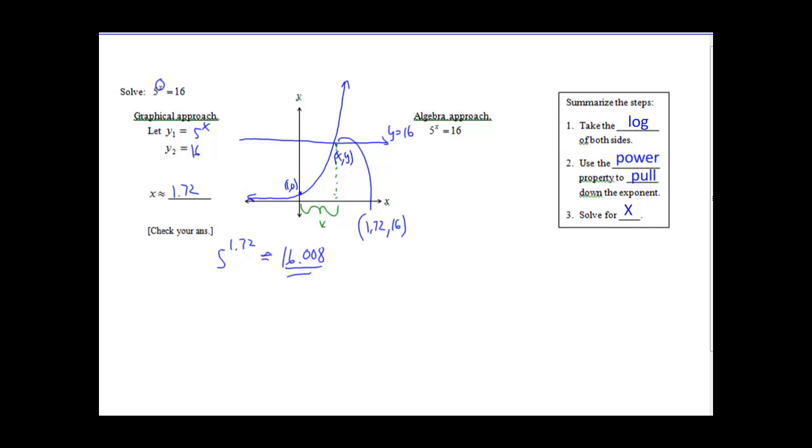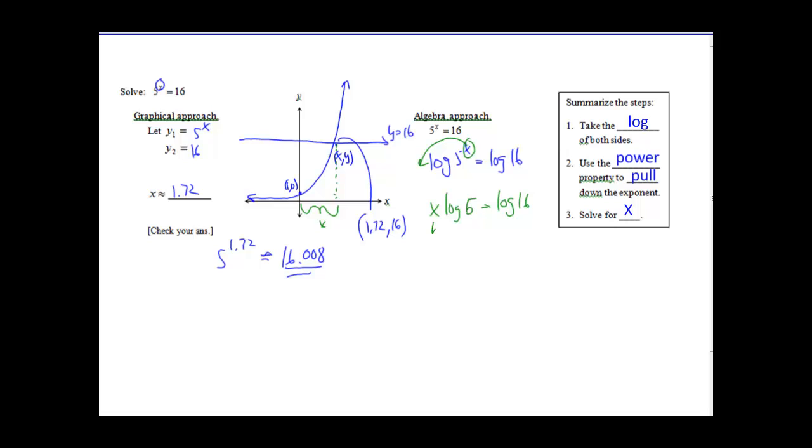So if we start off with 5 to the x equals 16, we know that we can use the log property and write log base 10 of 5 to the x equals log base 10 of 16. Okay, we're going to take this x and move it in front, so now we have x log base 10 of 5 equals still log base 10 of 16.